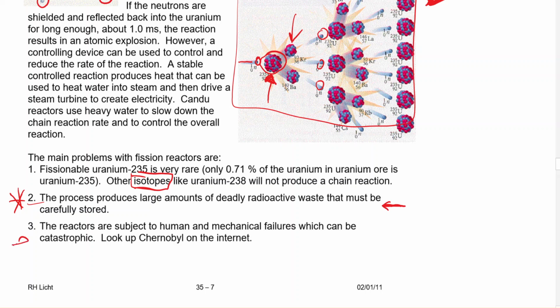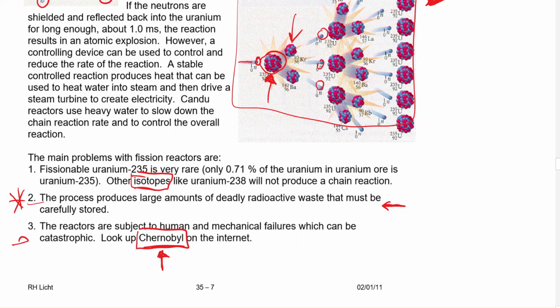Number 3 says the reactors are subject to human and mechanical failures, which can be catastrophic. So Chernobyl, and Fukushima in Japan, I don't know if you guys remember that, with the tsunami that hit and then the reactors went into a meltdown. That is true. We can definitely have meltdowns, and we have to think about things like Chernobyl. But I really think we shouldn't base the problems of today and what we can do today on the technologies of yesterday.